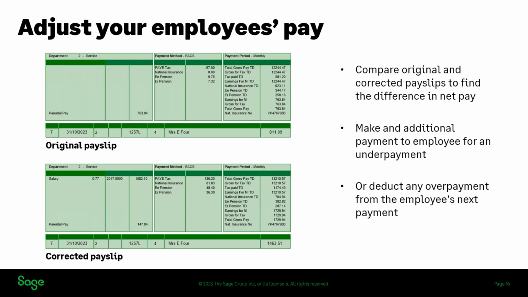In the case of an overpayment, you can arrange to make deductions from your employee. So they can either pay you back direct, or you can agree a deduction amount to take after tax and NI until the overpayment has been paid back. So that would be adjusting your employee's pay when you have reprocessed.